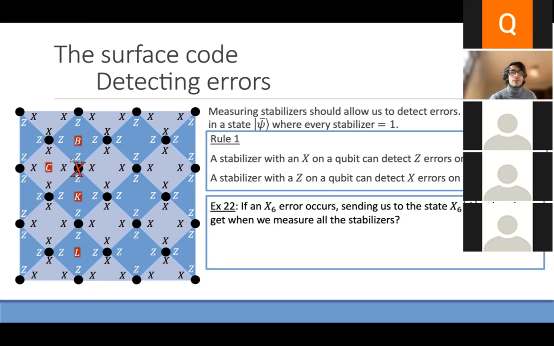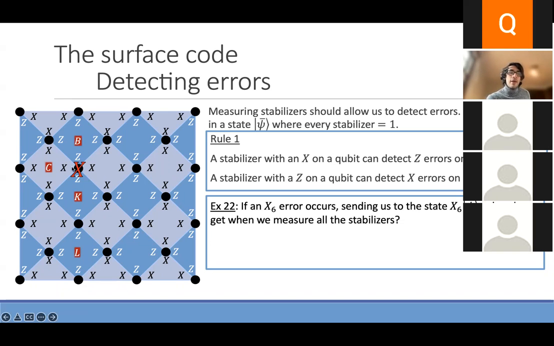Z6 should be -1. Sorry, I don't know what Z6 is because that's not a stabilizer. The stabilizers are B, C, K, L, etc. And remember, we're not measuring qubit 6. We're measuring stabilizers. Okay, so I'm seeing a few answers in the chat.